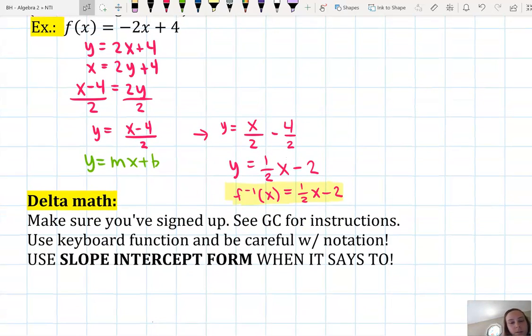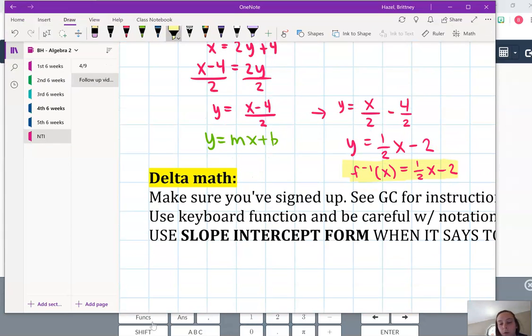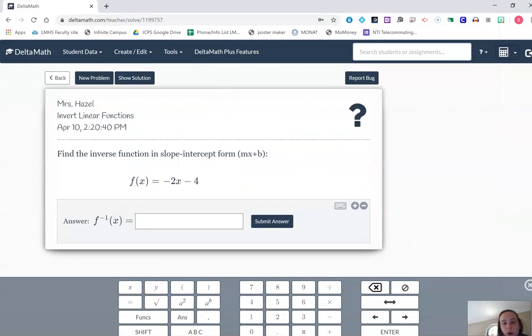All right, now, Delta Math. So I posted the directions to sign up for Delta Math. If you want to go ahead and get the ball rolling, you do have a quiz next week on there. So it does tell you to use slope-intercept form. So I'm going to go ahead and show you Delta Math. So I'm already signed in. If you recall, this is the problem we just solved in example 3 of this video. So I'm going to show you what happens if you accidentally type in the answer choice before putting it in slope-intercept form. So that was x plus 4 divided by -2.